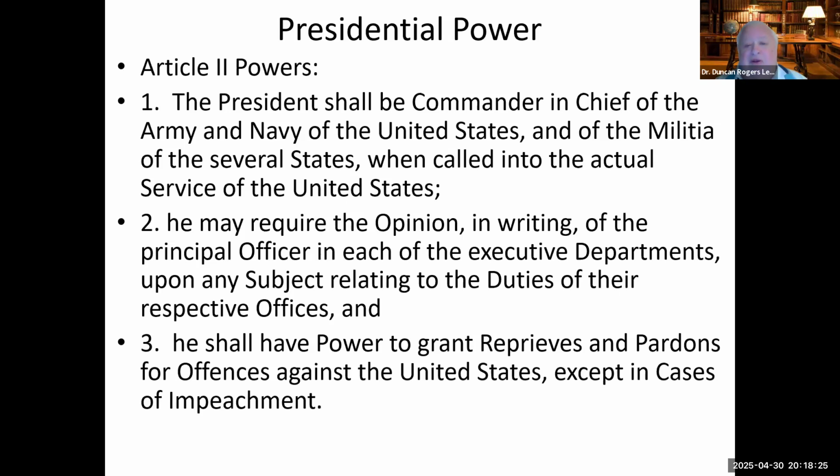He shall have the power to grant reprieves and pardons for offenses against the United States, except in cases of impeachment. I like the fact that Donald Trump toyed with pardoning himself at one point. But you can't do it in cases of impeachment. It's directly forbidden by the Constitution. But that may not stop him, and it hasn't stopped other presidents.